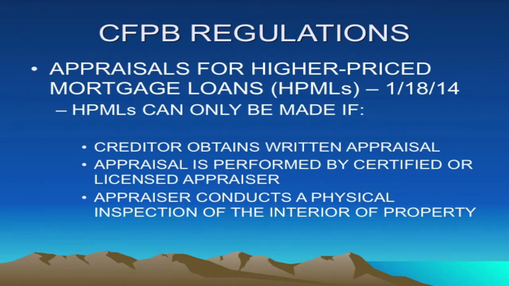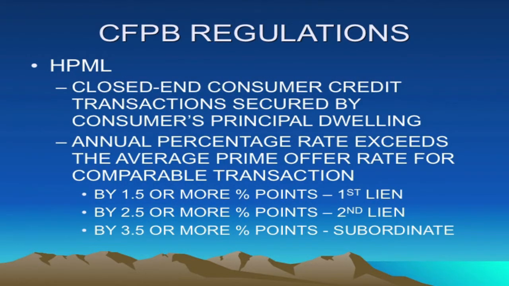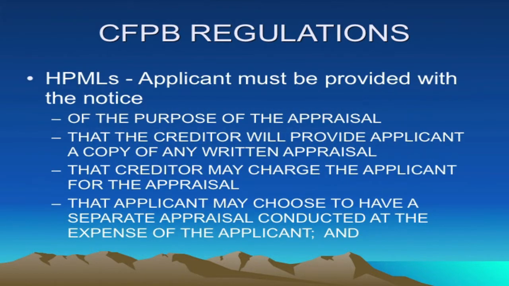The rules apply to closed-end consumer credit transactions secured by the consumer's principal dwelling, where annual percentage rates are higher than normal. If it's a first lien, it's 1.5 points more, 2.5 on second liens, and 3.5 on third. That's how they define this high-price mortgage.